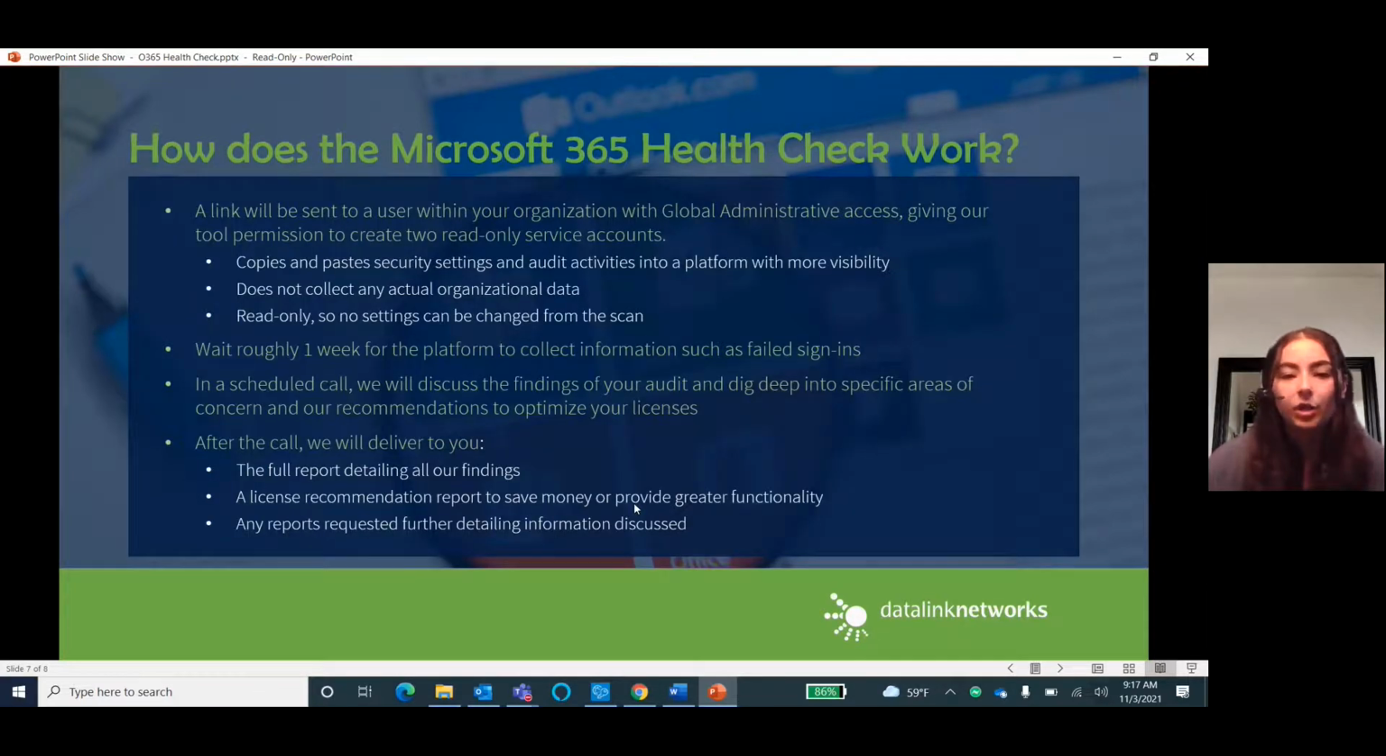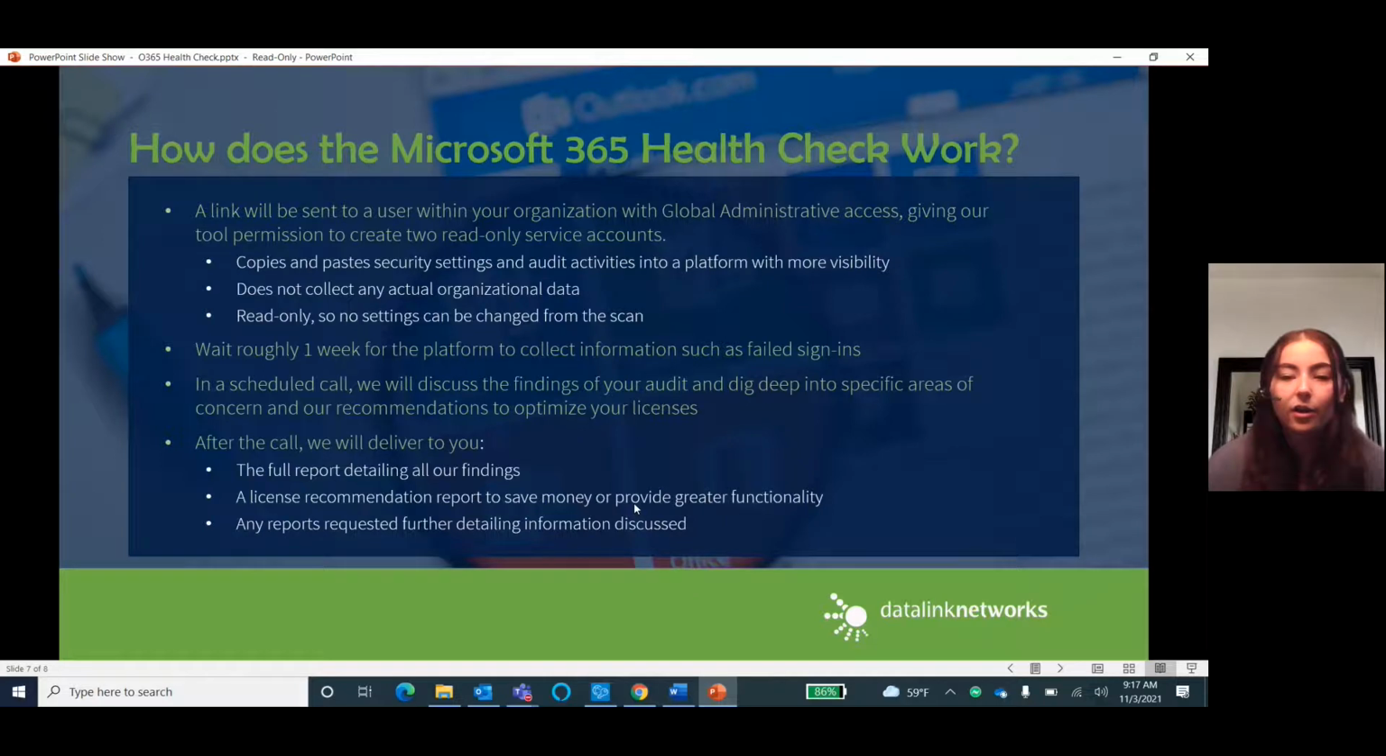So how does it work? Once you decide that this is something you want to do, you're good to go with it, we will send you a link, or we'll send a link to a user within your organization who has that global admin access. That's very important. And what that'll do is give our tool permission to create 2 read-only service accounts. So it basically will just copy and paste your security settings and your audit data into a platform that gives us more visibility than the Microsoft tenant itself. Audit activities are things such as failed sign-ins, if somebody is moving or deleting documents.